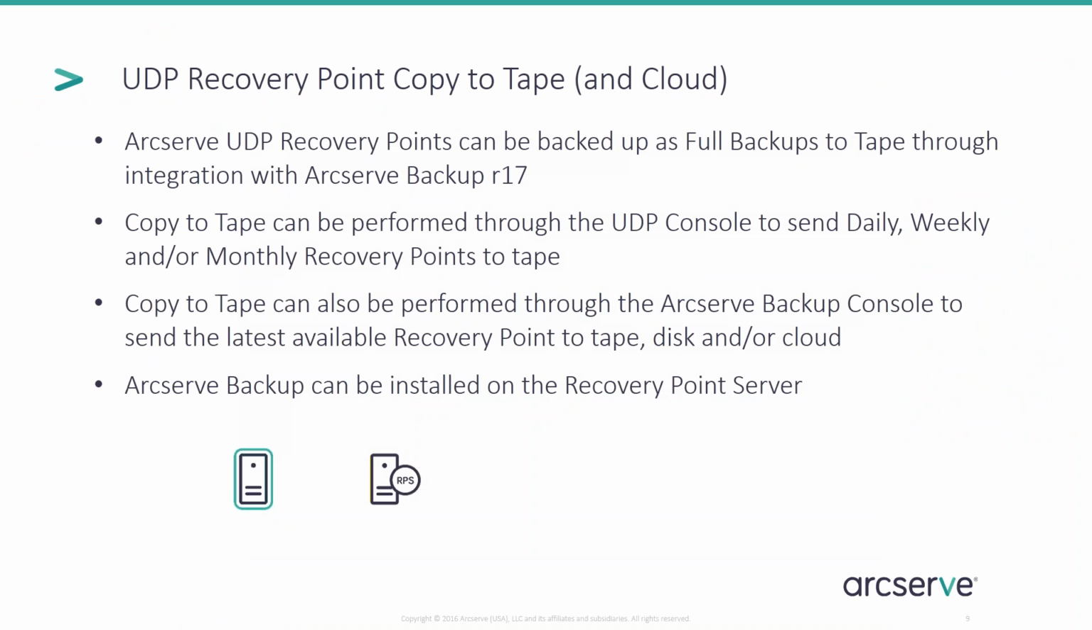So the next one we're going to look at is the Arcserve UDP recovery point copy to tape and also cloud. Within Arcserve UDP, we have the ability of taking a recovery point that's in the recovery point server, and we can rehydrate that dedupe backup and send it as a full backup to tape through Arcserve Backup R17. There is integration between Arcserve UDP and Arcserve Backup R17 that allows, through the UDP console, for us to set up a job that will send the backup to tape.